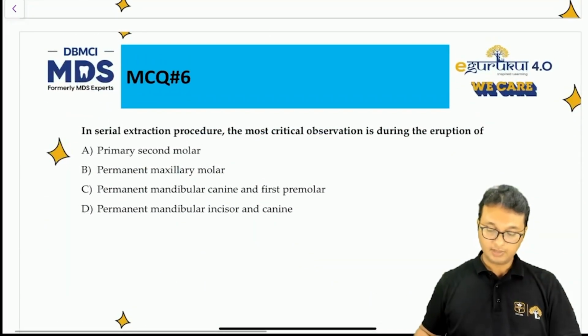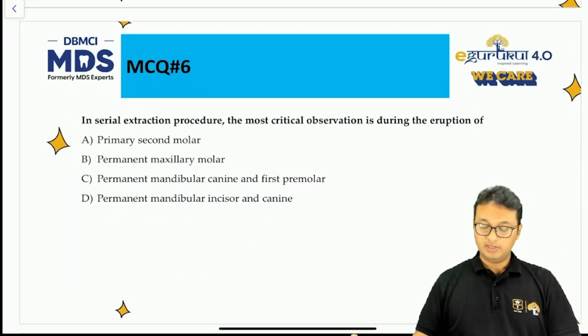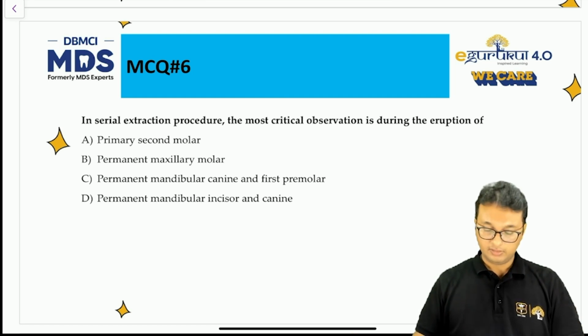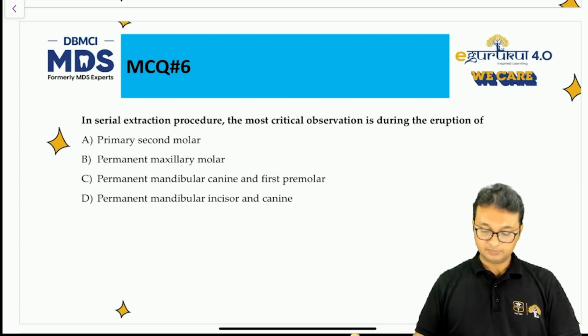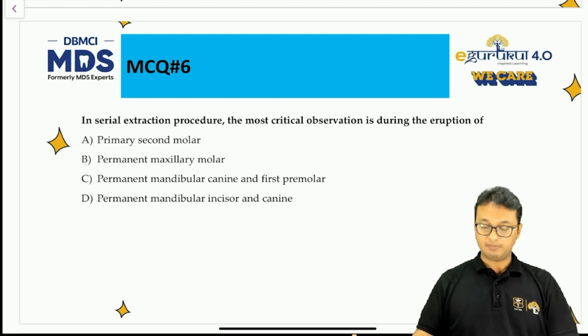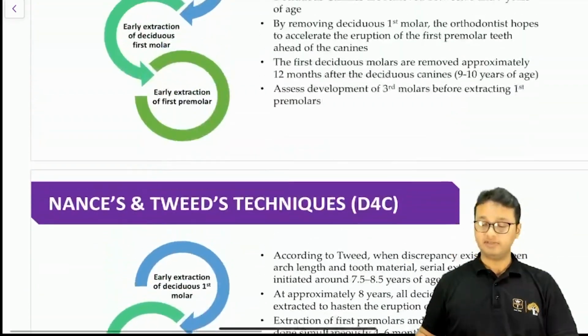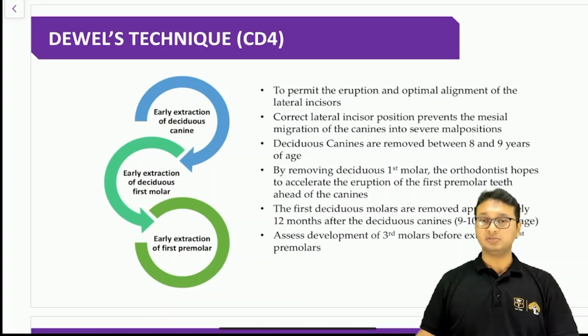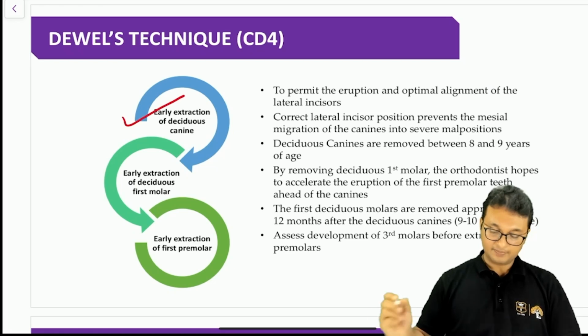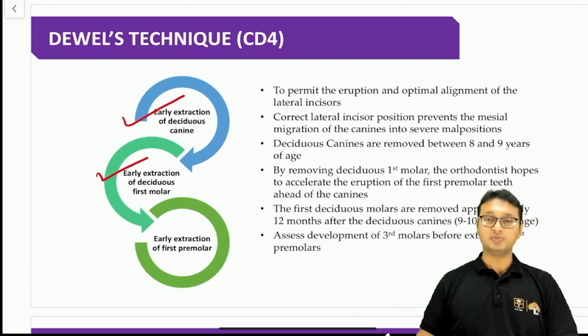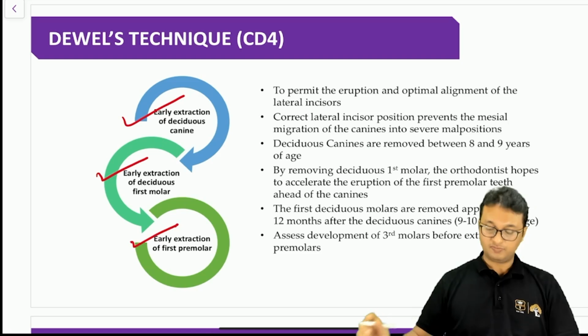Okay. Next: in a serial extraction procedure, the most critical observation is during the eruption of which tooth? The options are primary second molar, permanent maxillary molar, permanent mandibular canine and first premolar, and permanent mandibular incisor and canine. In serial extraction, we have Dewel's technique, and Nance and Tweed's technique. Dewel's technique resorts to the extraction of the deciduous canine, followed by early extraction of the deciduous first molar. This is followed by early extraction of the first premolar.